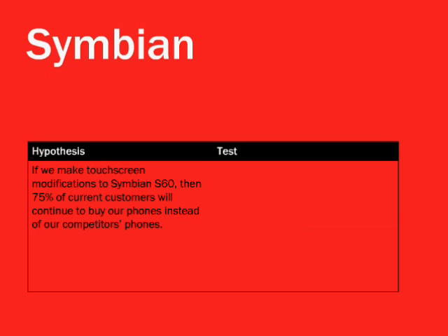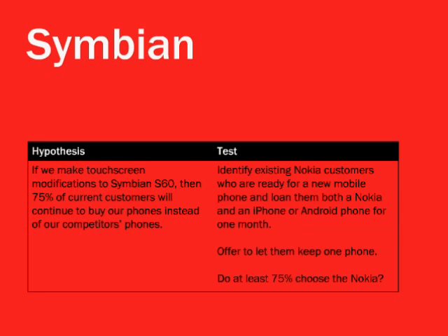Within our company, you might test this by, say, identifying existing Nokia customers who are ready to upgrade to a new mobile phone and loan them both a Nokia phone and either an iPhone or Android phone for, say, a month or two, and then offer to let them keep one of them. And that really forces the decision from the person's point of view, which one am I having a better experience with, because I don't want to lose that. And then you can ask yourself, did 75% at least choose the Nokia phone? So this is really kind of a cold water test that forces you to test the implicit or explicit assumptions that you're having when you're making design decisions.